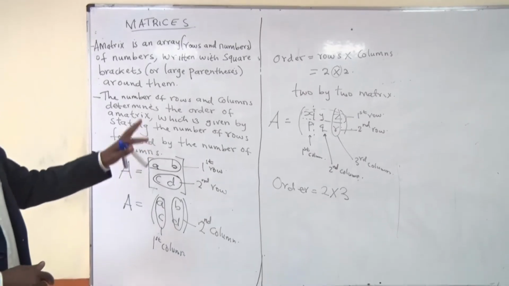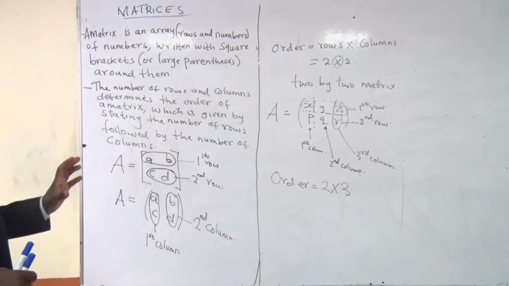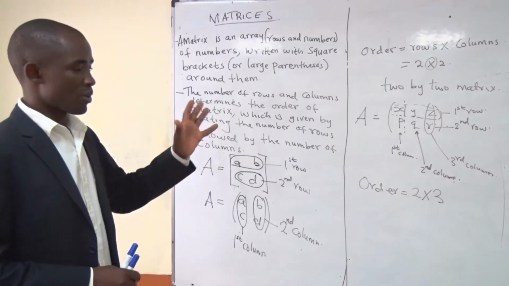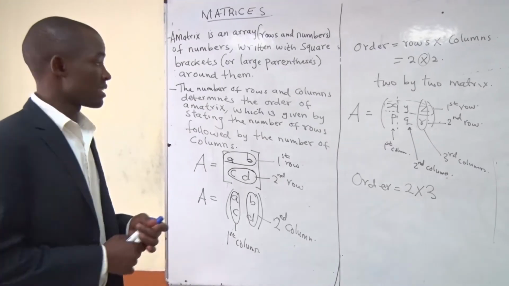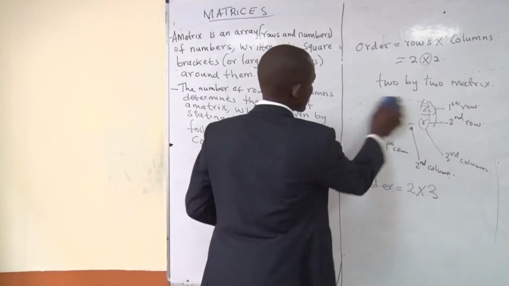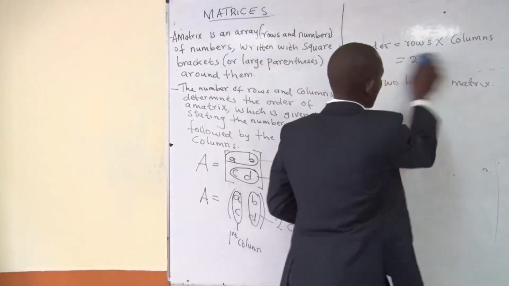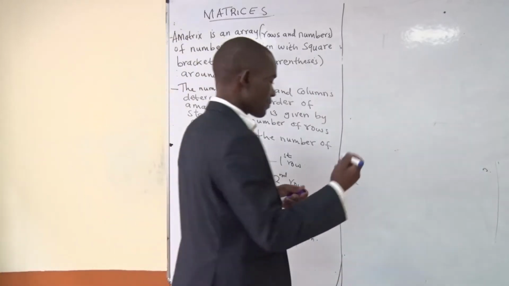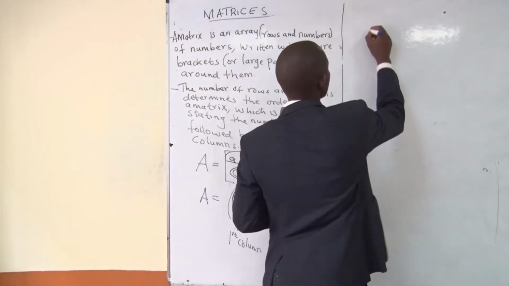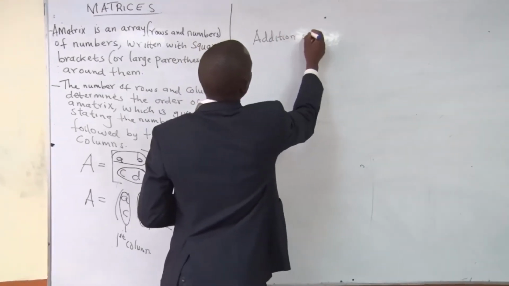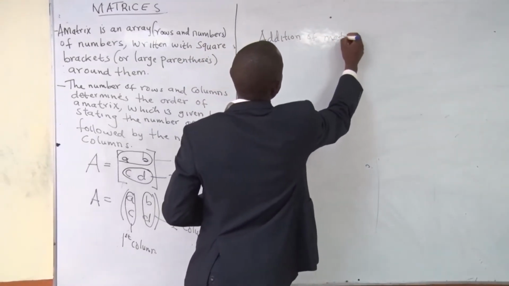So that is how you identify what a matrix is, what an order is, what a row is, and what a column is. We have identified that. I think now we need to move into addition and subtraction of matrices. So we now look at addition of matrices.